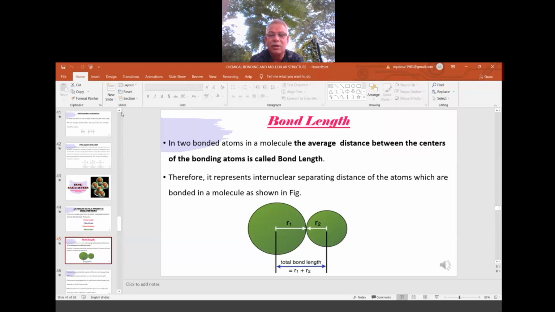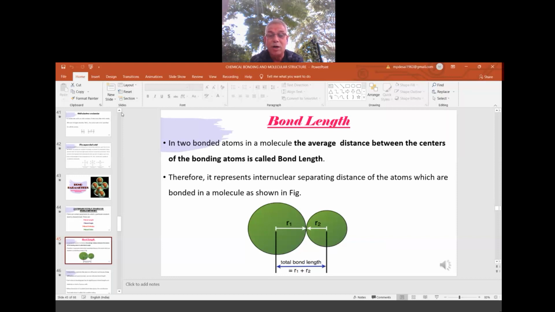Okay, and that is called what? Bond length. It is the length between the two centers, the two atoms which are combining, and their centers. It is the internuclear distance, in a different way. That length is called bond length. So a line which connects the two nuclei is called bond length.